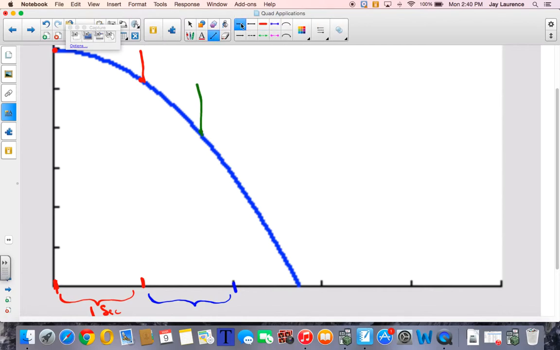If I want to put a grid on, I guess I can. Extend that across. This will help me a little bit.